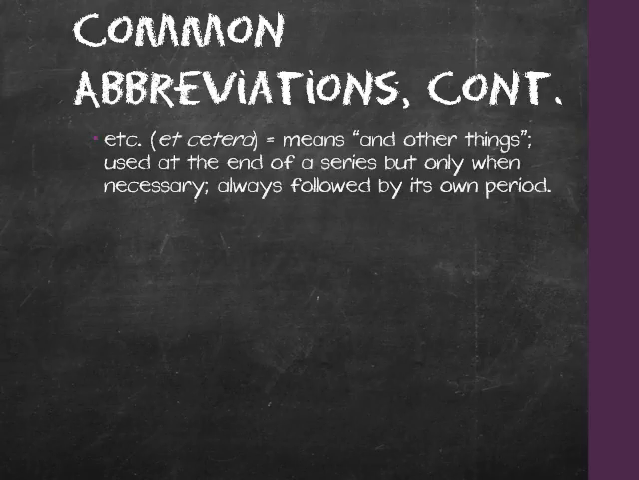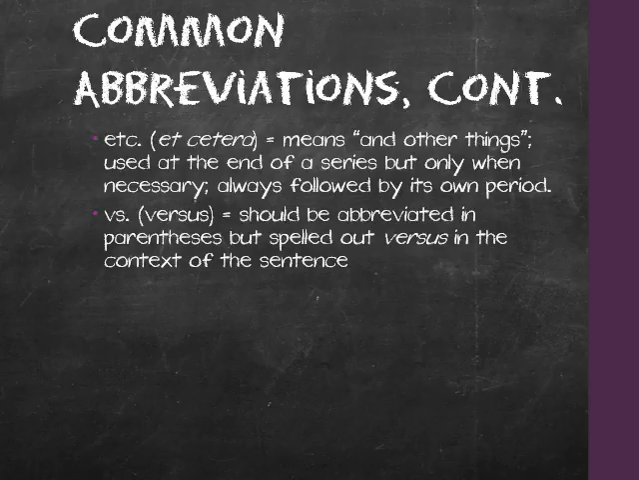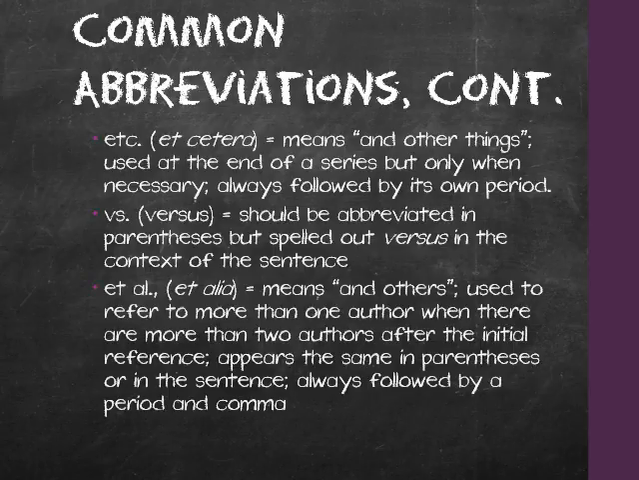Etc., et cetera, means and other things. Use this abbreviation at the end of a series but only when necessary. Always follow it with a period. Vs., versus. Abbreviate this word when you use it in parentheses, but spell the word out when you use it in the context of a sentence. Et al., et alia, means and others. Use this abbreviation to refer to more than two authors after the initial reference. This abbreviation appears the same whether it is in parentheses or in the sentence. Always follow it with a comma.